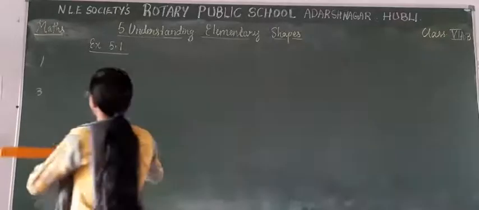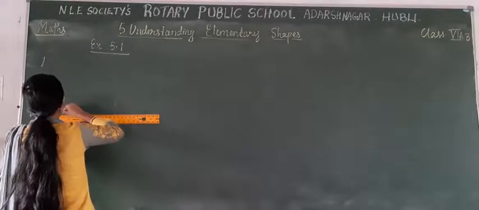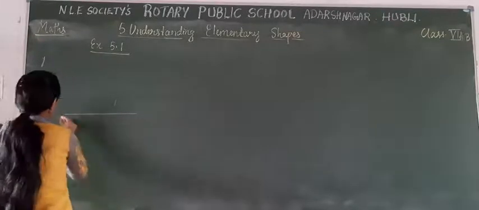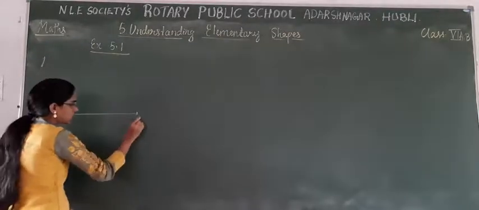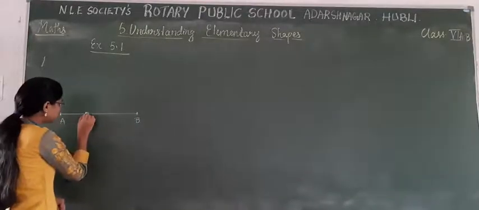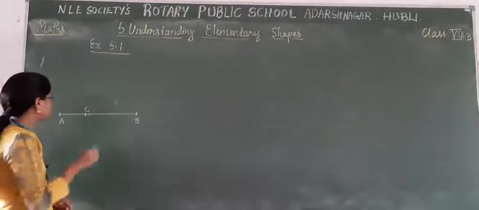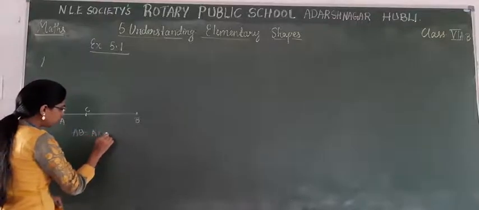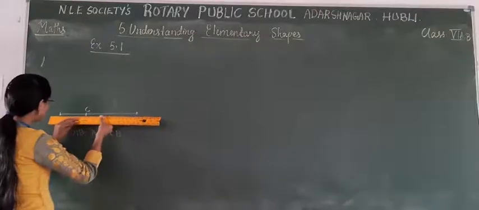Draw any line AB. Use your scale and pencil. So measure it, AB. Take any point on the line, say C. Let me take it over here, C. According to our question, whether the measure of AB is equal to AC plus CB. So shall we check? What is the measure of AB?